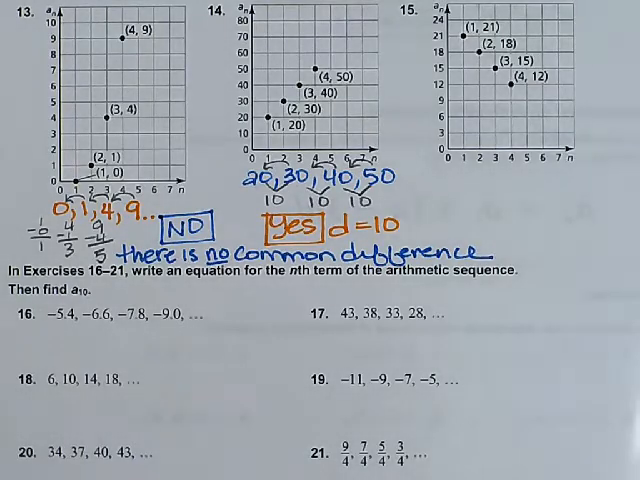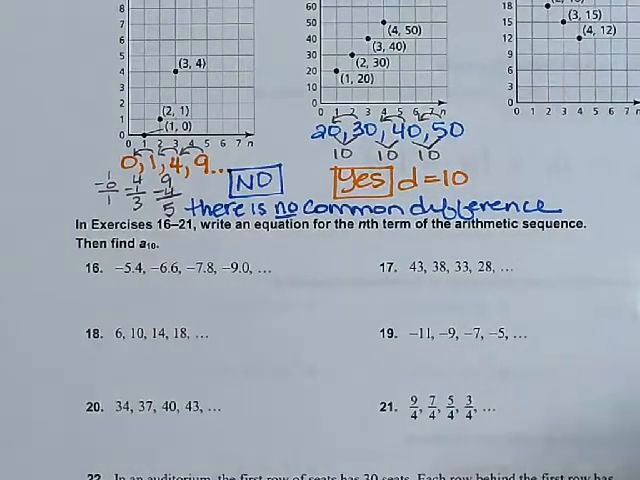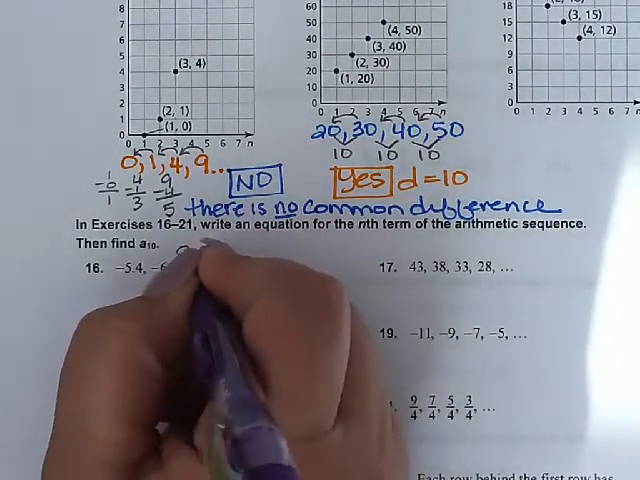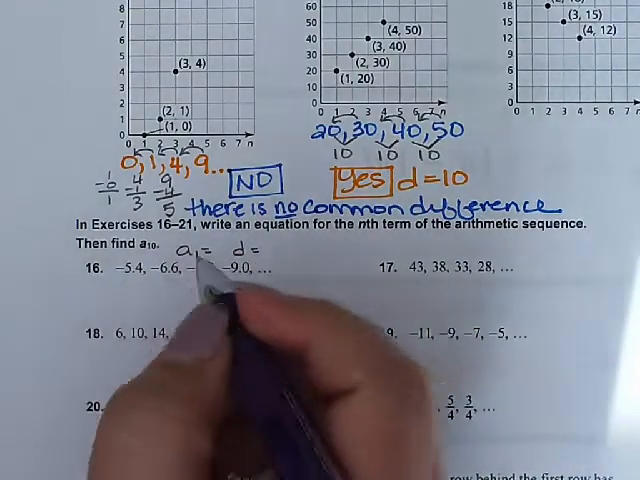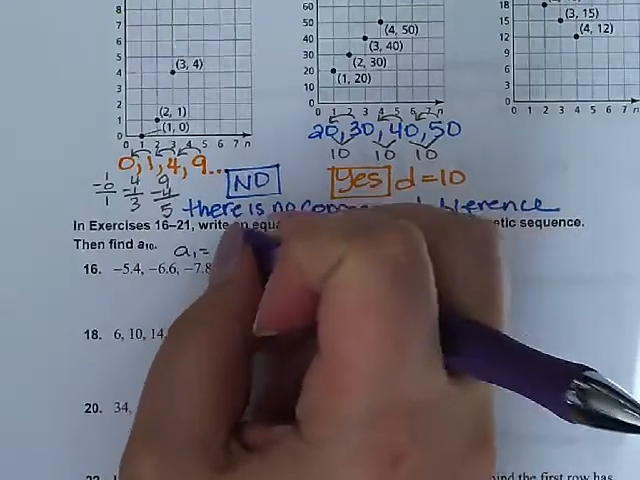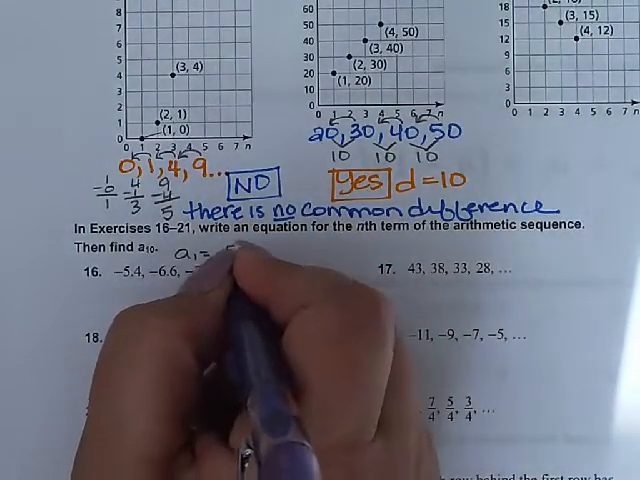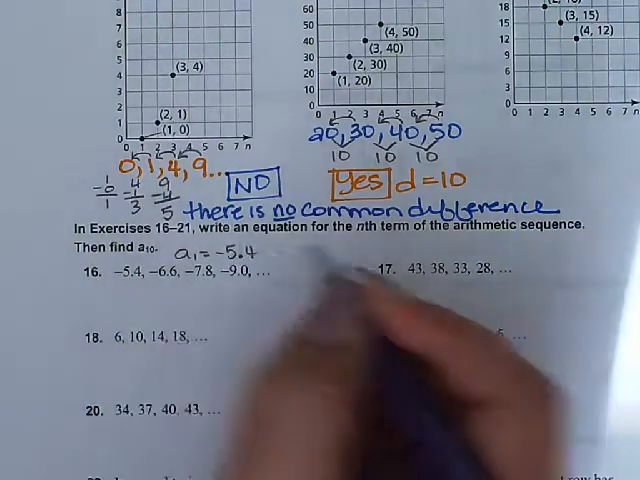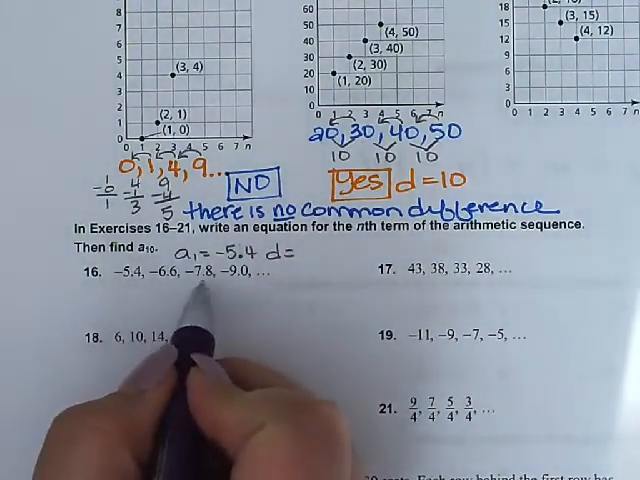The first thing that I need to be able to do before we proceed is identify the ingredients I need, which is what is the first term. So for this one, I need what is the first term and what is the common difference. The first term's easy, right? I can tell right away here that it is negative 5.4. Okay. The common difference is whatever this difference is.